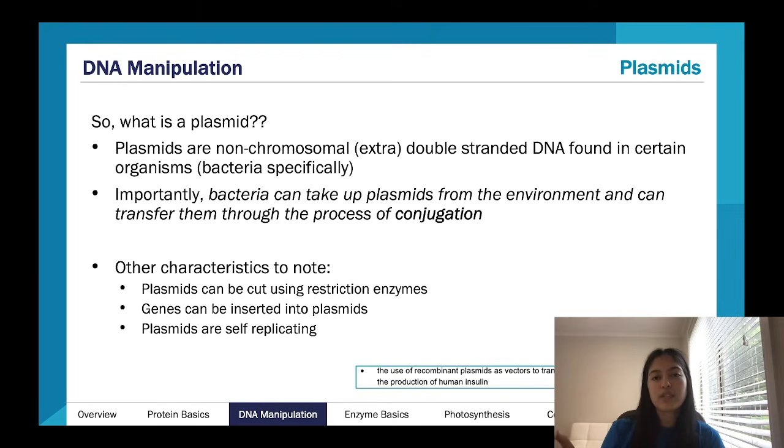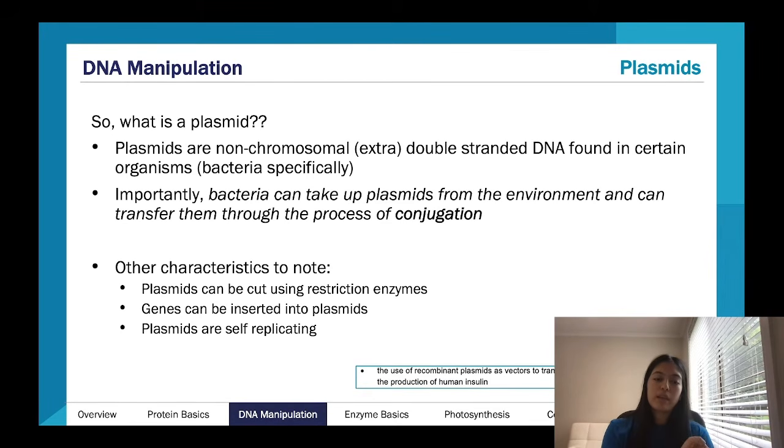An important characteristic of this is that bacteria can share plasmids, so they can take up plasmids and send them out as well. So we basically use these plasmids again as vectors to insert genes that we want inserted into bacteria, and then bacteria will produce these. For example, with insulin, we insert the insulin gene into a plasmid using our little tools. We then put that plasmid into a bacteria.